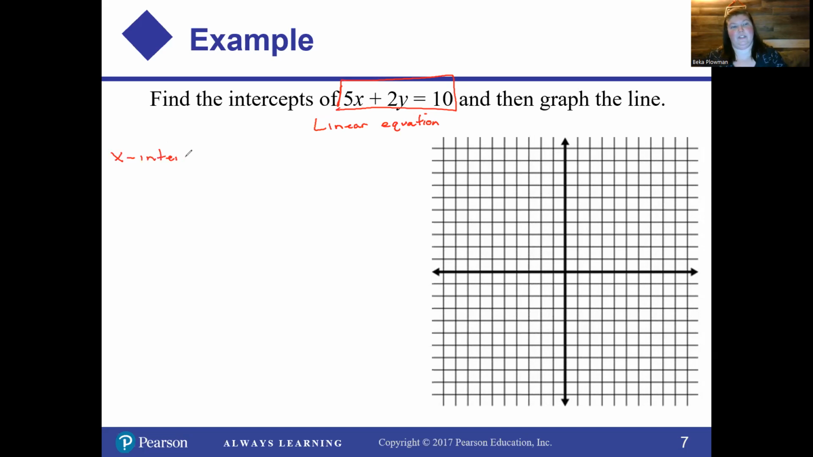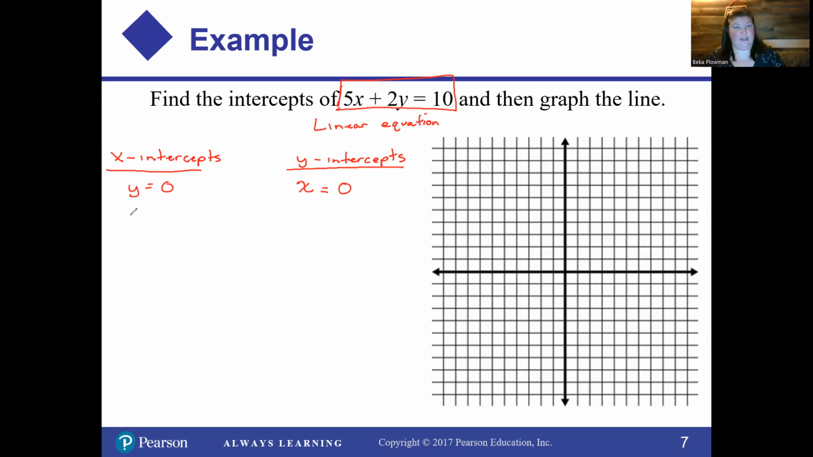So what we're going to do, we want to find those intercepts. That was the first task that we were given. Your x-intercept, if you remember, occurs when you set your y equal to 0. Your y-intercept occurs when you set x equal to 0.